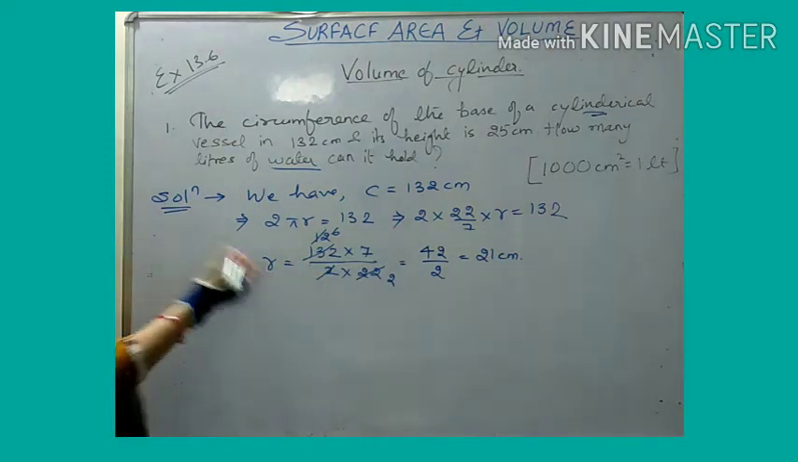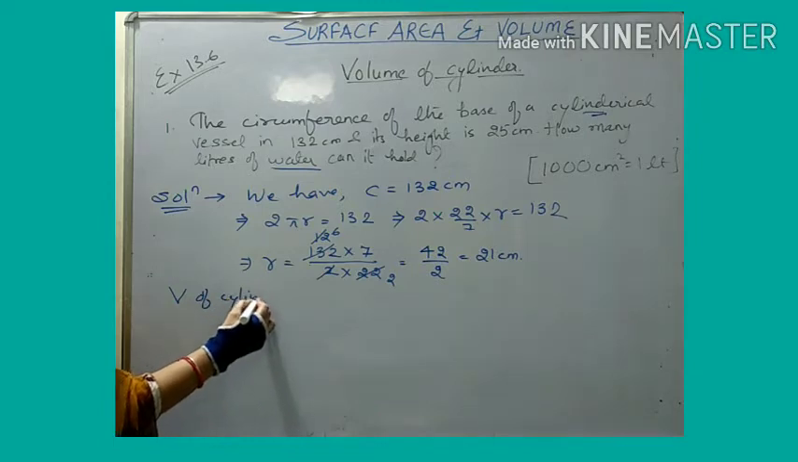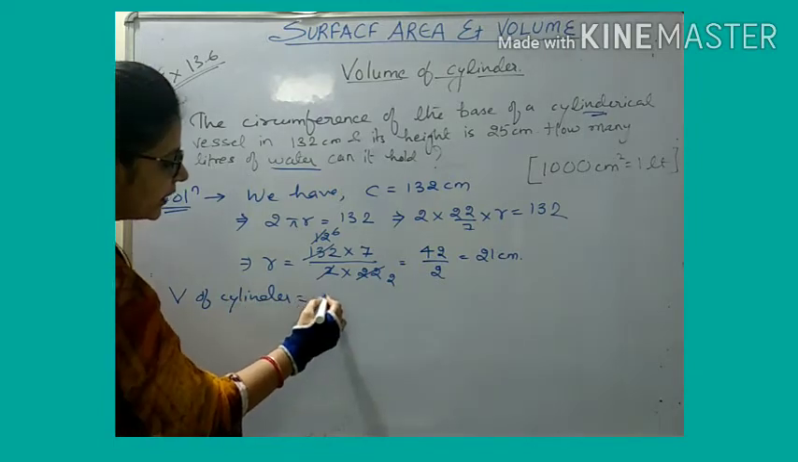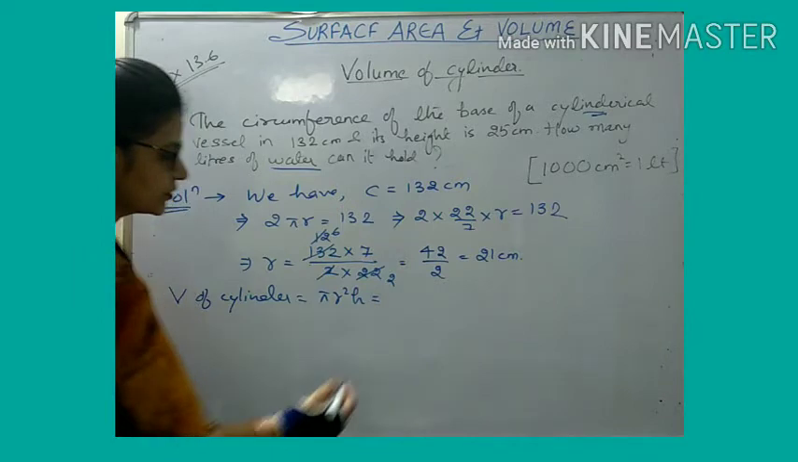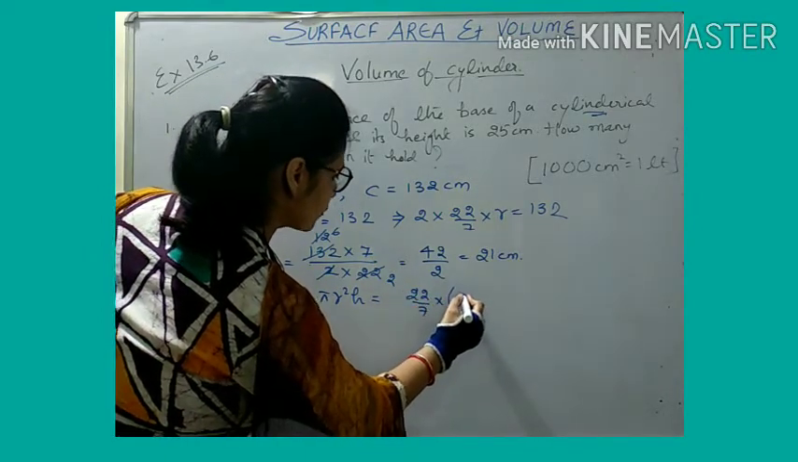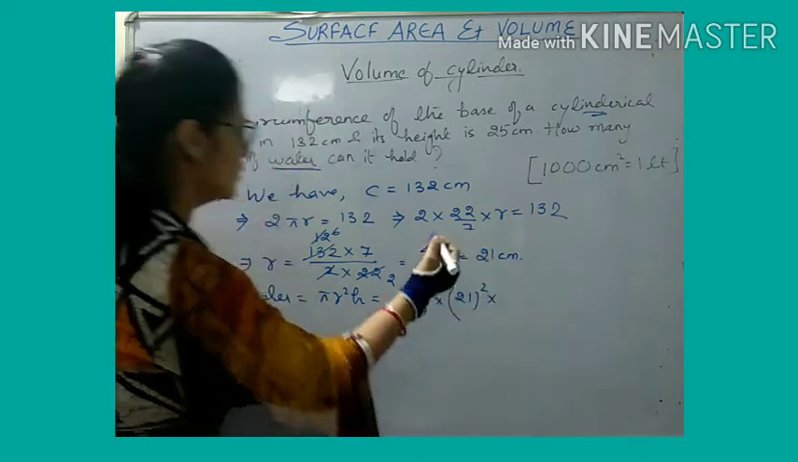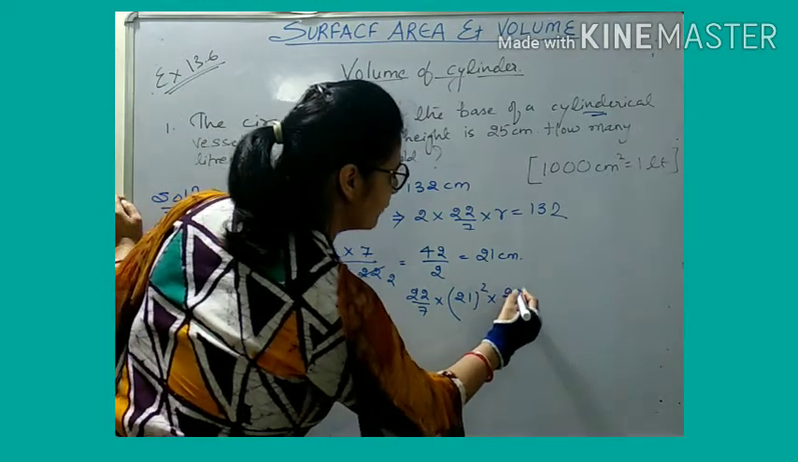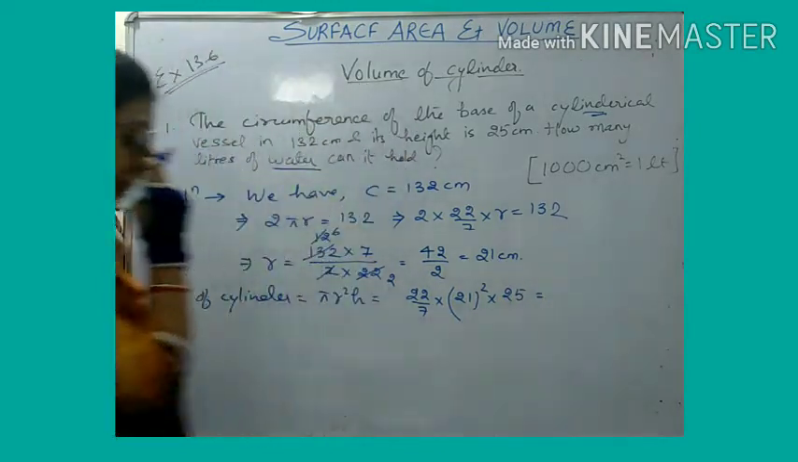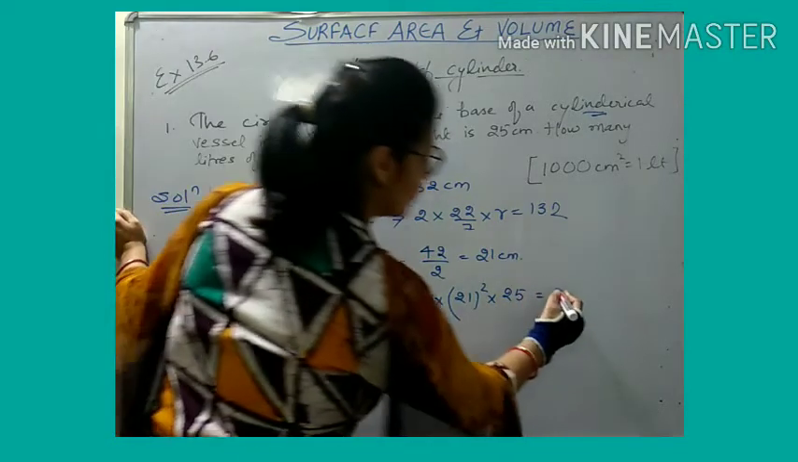So what do we have? Radius. Now since we have the radius, we can easily find the volume of the cylinder. So the volume of the cylinder is pi r square h. So it will be 22 by 7 into r square, 21 square, into h. What is our h? h is 25. So by cancelling, what will we get? Our answer will be 34650.